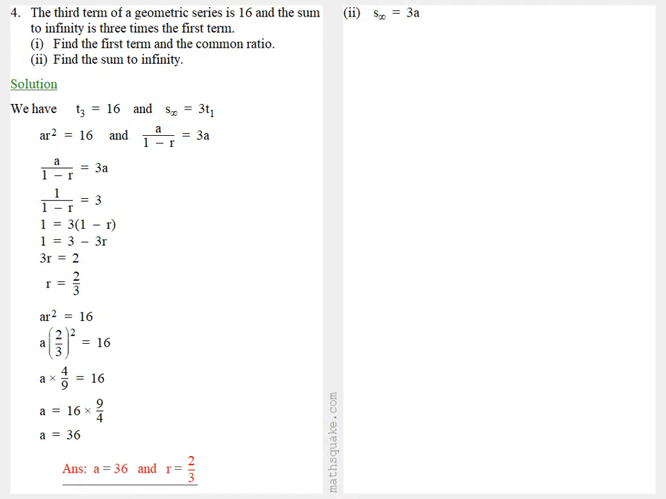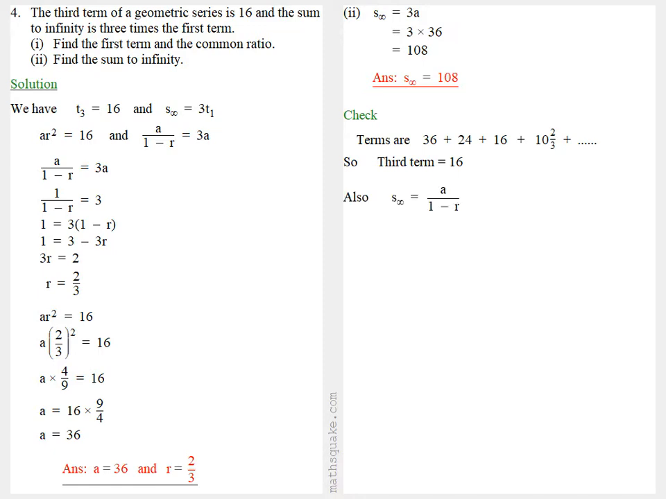Now we know the sum to infinity is 3a, so the sum to infinity is 3 times 36, which is 108, and that's our answer. Now if we wanted to, we could check this. The terms are 36, 2/3 of 36, which is 24, 2/3 of 24 is 16, and so on. So the third term is in fact 16. And if we work out the sum to infinity, it's a over 1 minus r, which is 36 over 1 minus 2/3, or 36 divided by 1/3, which is 36 times 3, which is 108, which is in fact 3 times the first term.